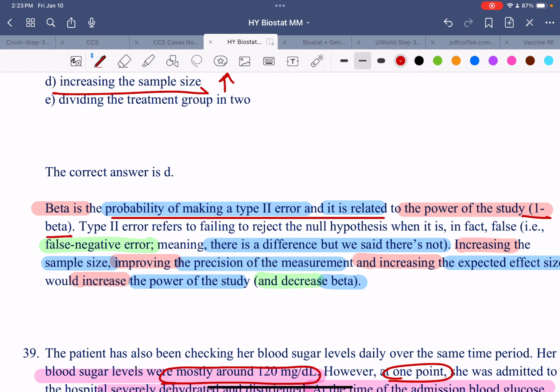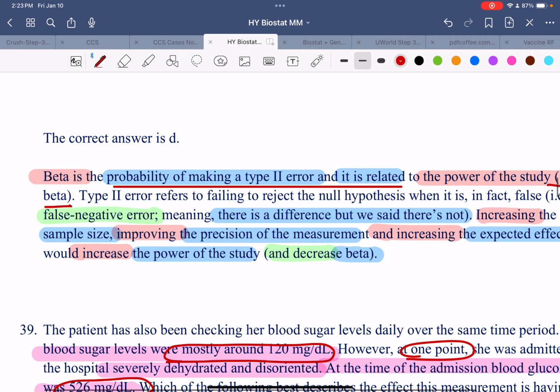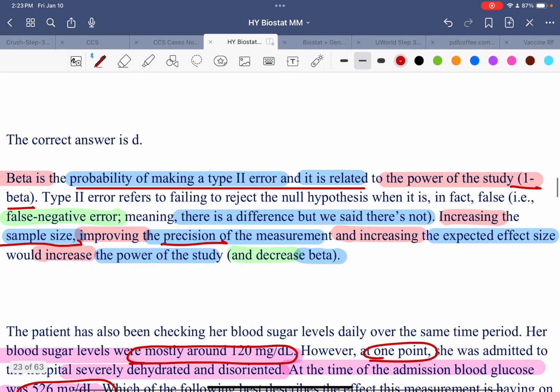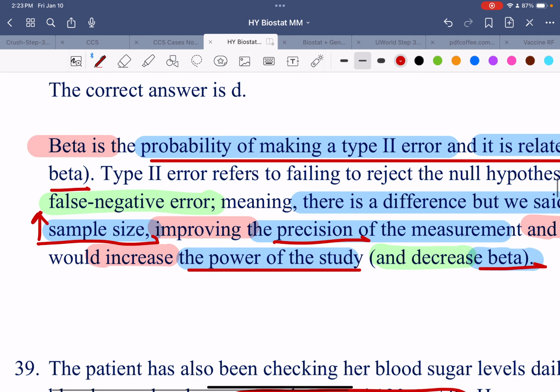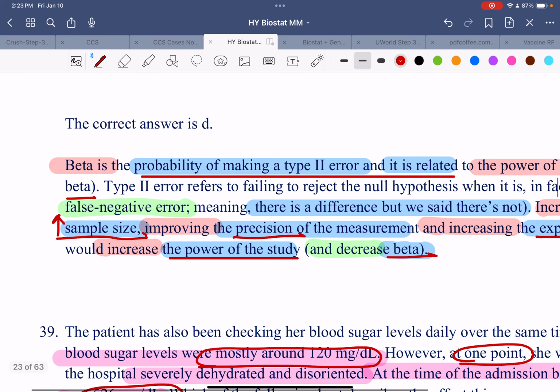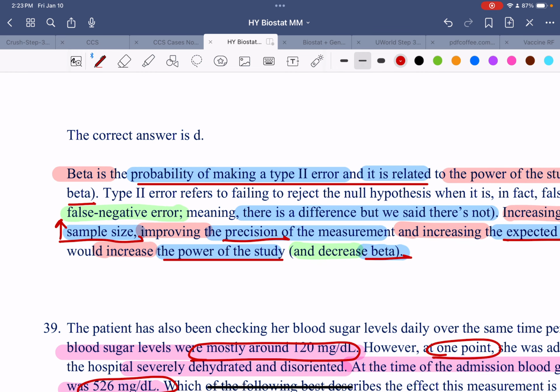So when we increase the sample size, you should know this relationship. If they say that we are going to increase the sample size of this study, what will be the effect on precision, what will be the effect on the expected effect size, what will be the effect on the power of the study, and what will be the effect on the beta, right? So the sample size of the study is increasing. Of course, the effectiveness of the study will increase. Therefore, the precision, how close together the values are, is also going to increase.